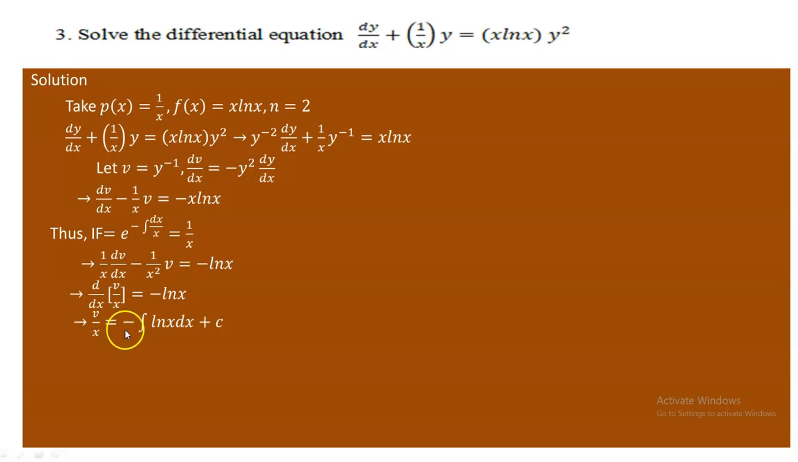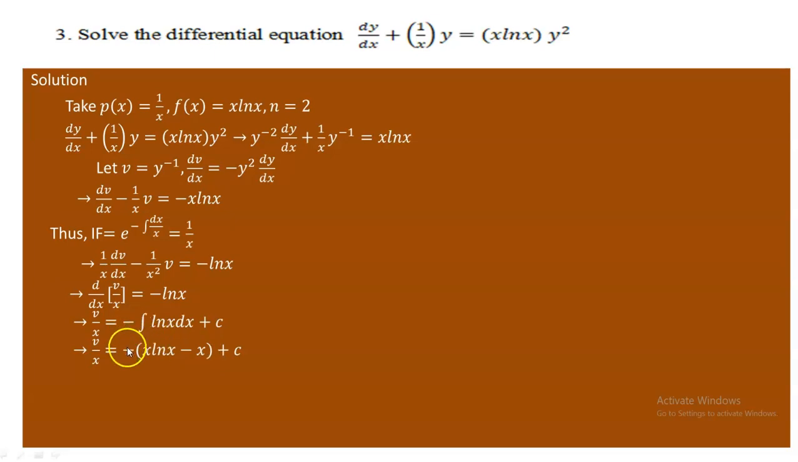So v over x equals minus the integral of ln x dx plus a certain constant. For the integral of ln x dx you need to use integration by parts. Let u be ln x and dv be dx. Using integration by parts, we can obtain this to be x ln x minus x.